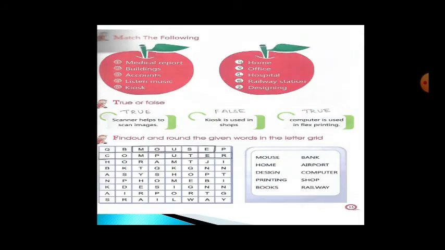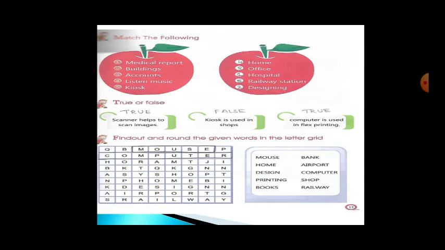Next, identify the parts of computer. So some parts of computer are given. Please you need to identify it. I have already written. First is the scanner. Second one is the pen drive. Third is the joystick. And fourth is the printer.